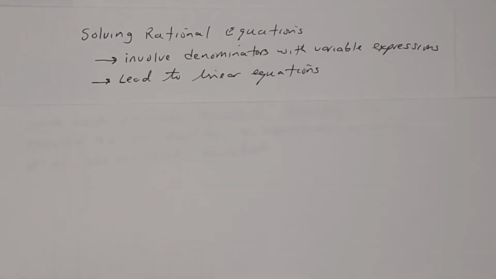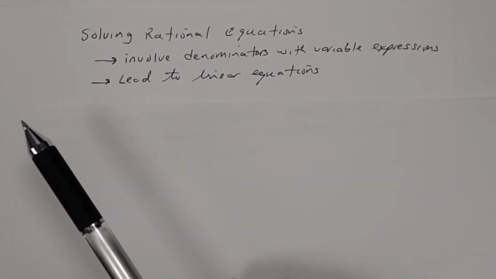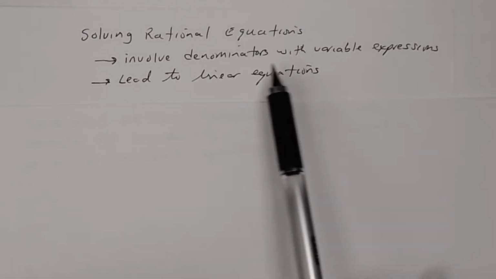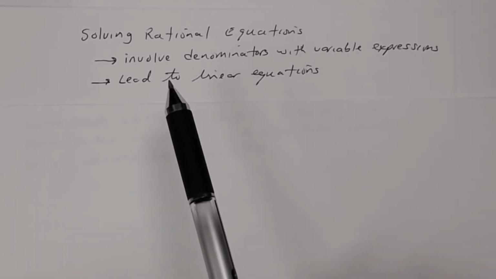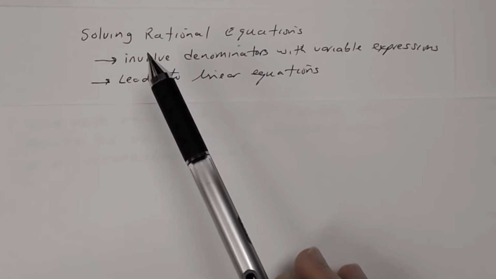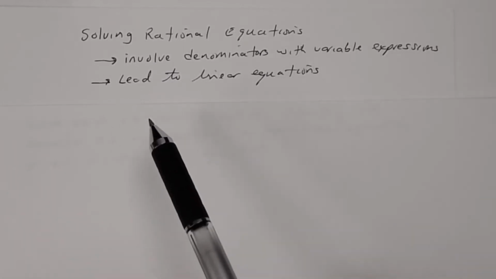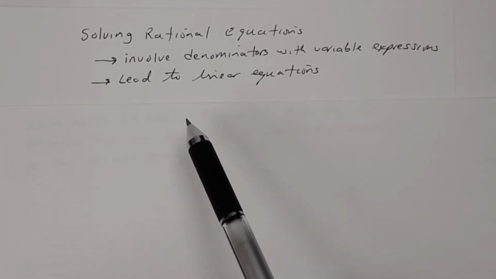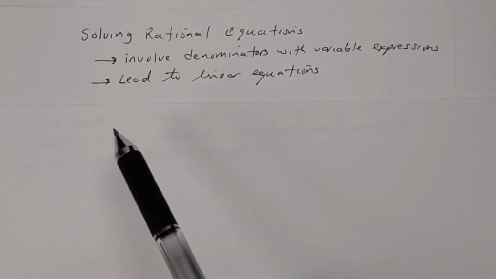Okay, so in this lesson, we're going to be looking at solving rational equations. Now, this is really going to be a review of previous lessons, and we're going to look at 3 problems. And in those 3 problems, our denominators will involve variable expressions. When we solve these rational equations, the process is going to lead to linear equations. In a future lesson, though, we're going to look at rational equations that will lead to quadratics. But these are going to involve linear equations at some point.